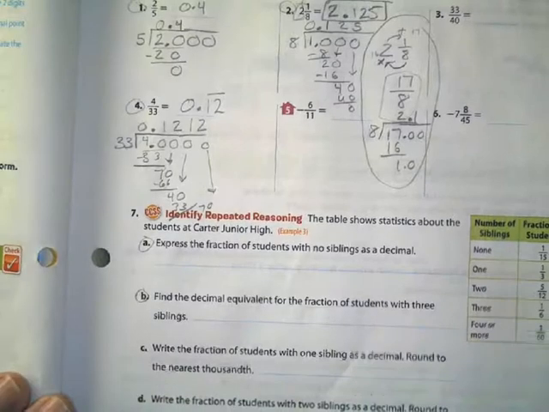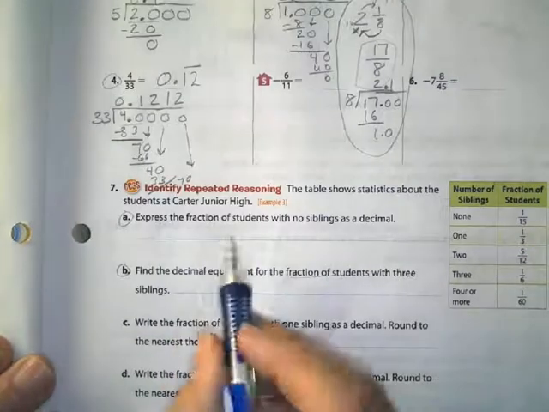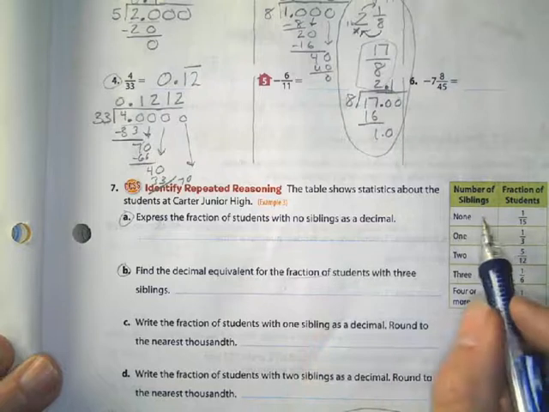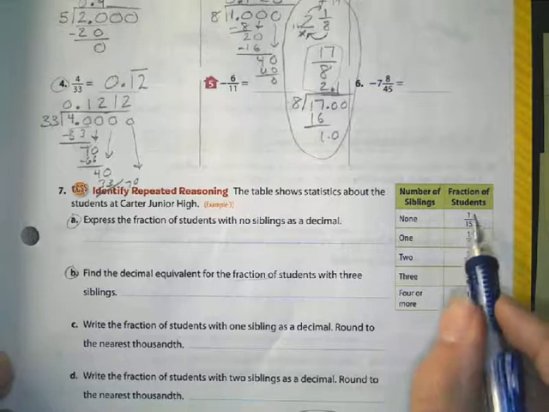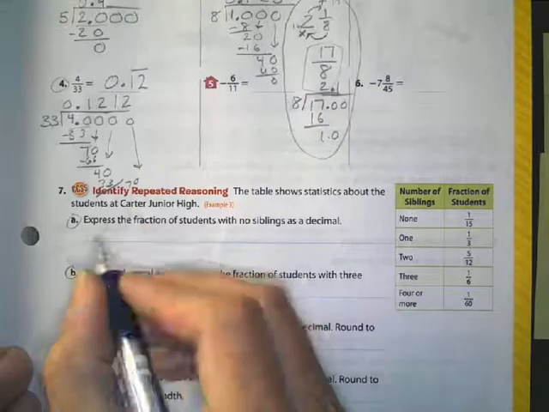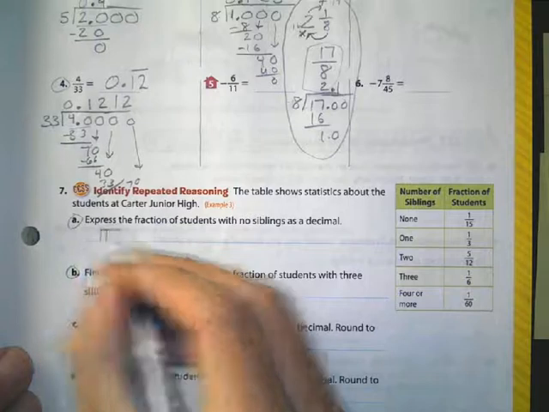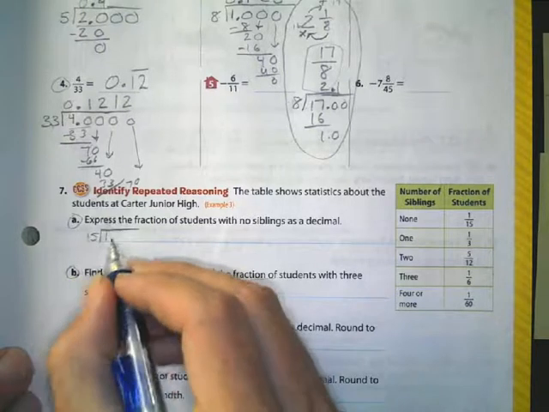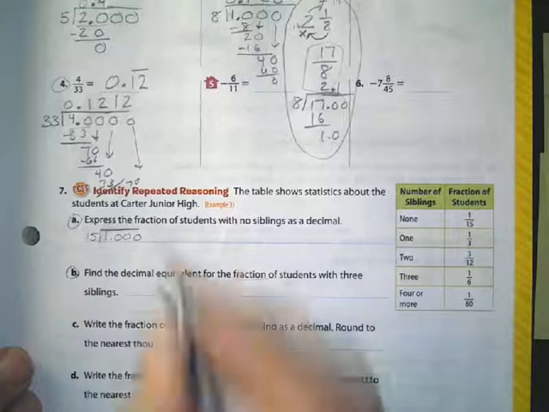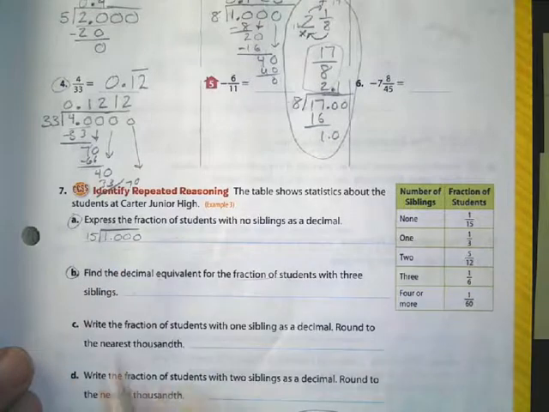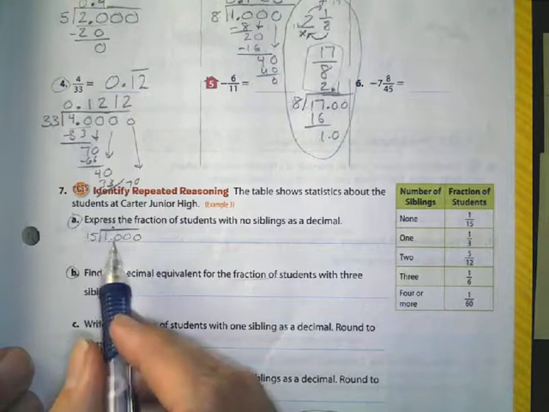On this next part here, I'm going to kind of help set you up a little bit. It says express the fraction of students with no siblings as a decimal. Well, our no siblings, number of siblings is none right here, is 1 over 15, or 1/15, which means we're going to take the number 1 and we're going to divide that by 15. And we're going to work that out just like we did the other problems. In doing that, I put my decimal point up to begin with, and I do 1 divided by 15.